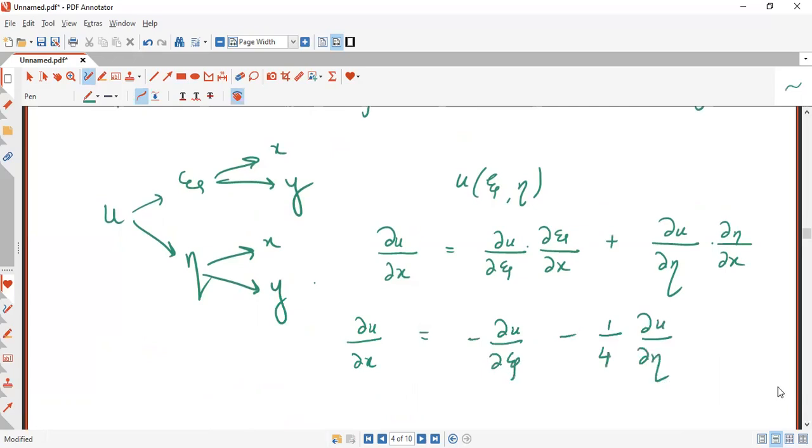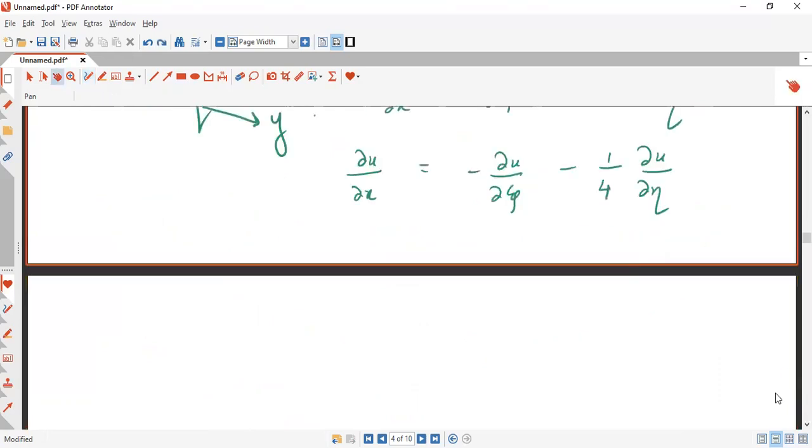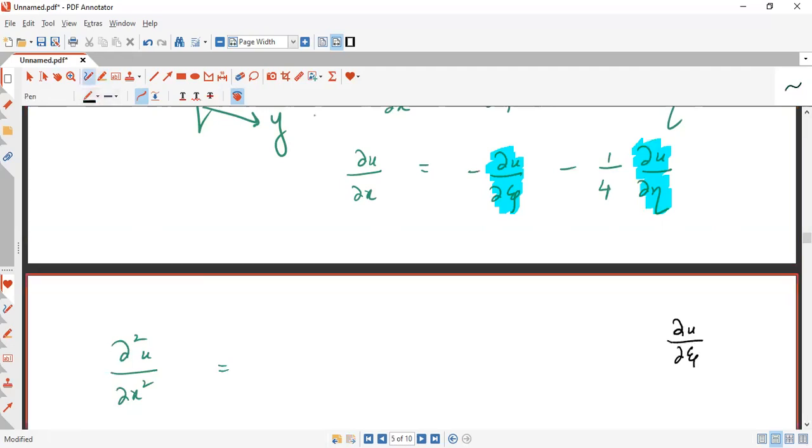Now I have to differentiate it again. So what will you do? That means you have to find del square u by del x square. That means you have to differentiate this part and this part again. Again, del u by del xi is a function of what? Del u by del xi is also a function of xi and eta. And again, xi and eta are functions of x and y.